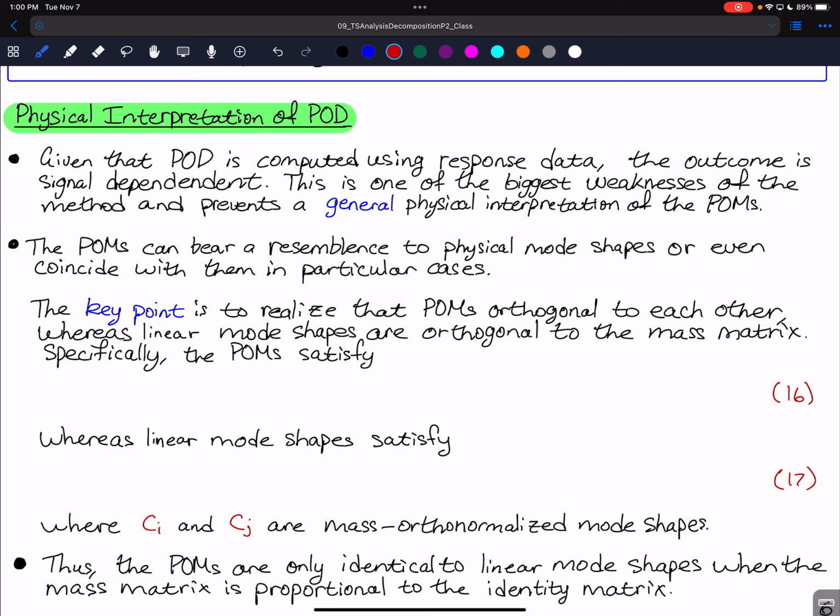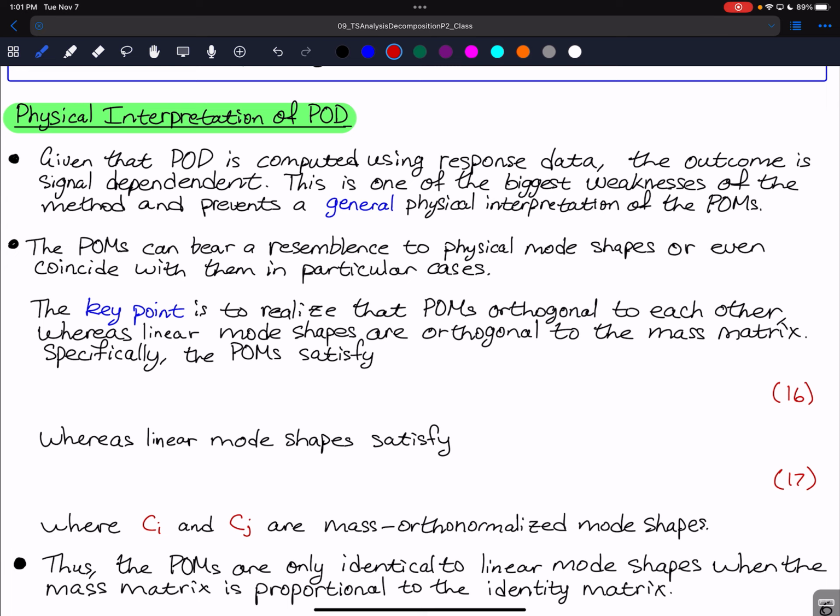But it's also a benefit to us because, for example, in a nonlinear transient response where the actual nonlinear mode shapes are changing over time, we can use the POMs as a way to track that kind of behavior. So it is a benefit in some way, but in terms of trying to understand exactly what POMs are physically, it prevents that. All right, so the POMs can bear some resemblance to physical mode shapes, or in particular cases that we'll see, they can be exactly the same under special conditions.